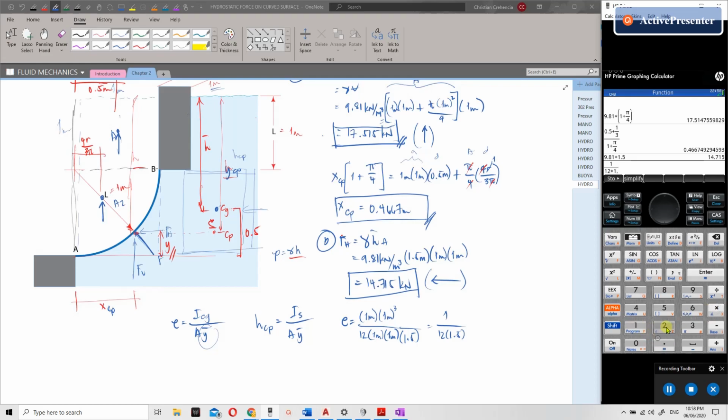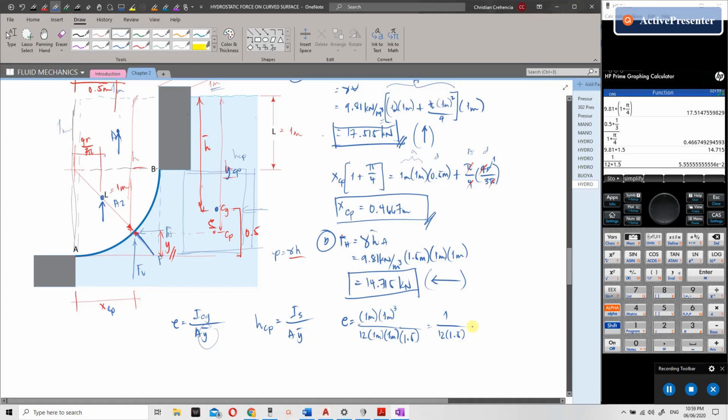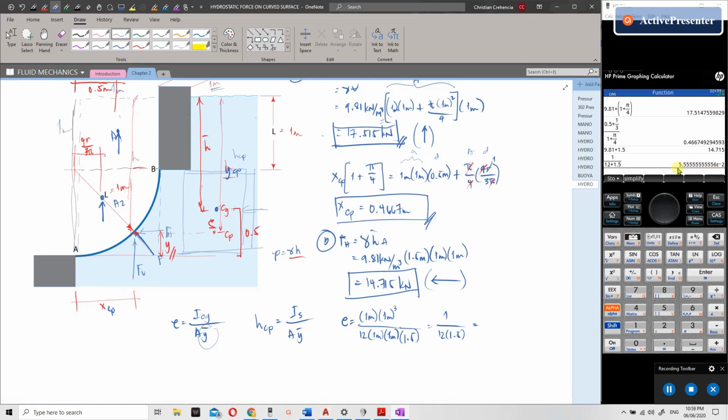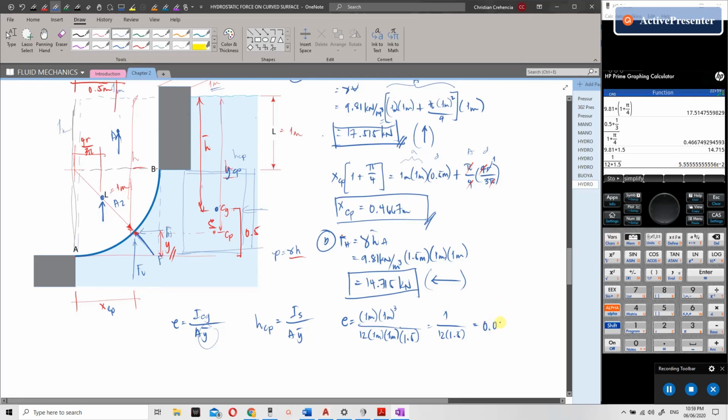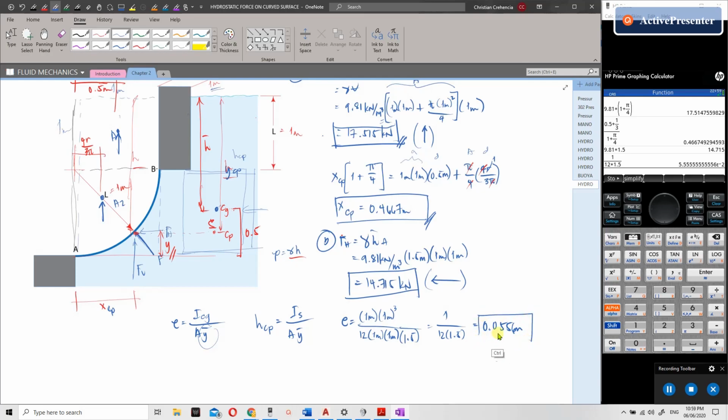12 times 1.5. Okay? So we have 5.55 times 10 negative 2, or 0.055 meter. Okay, so 556. This is 4 decimal places, so gawin ko rin itong 4 decimal places. Okay, so 0.0556 meter. That is distance, ipangalan pala.